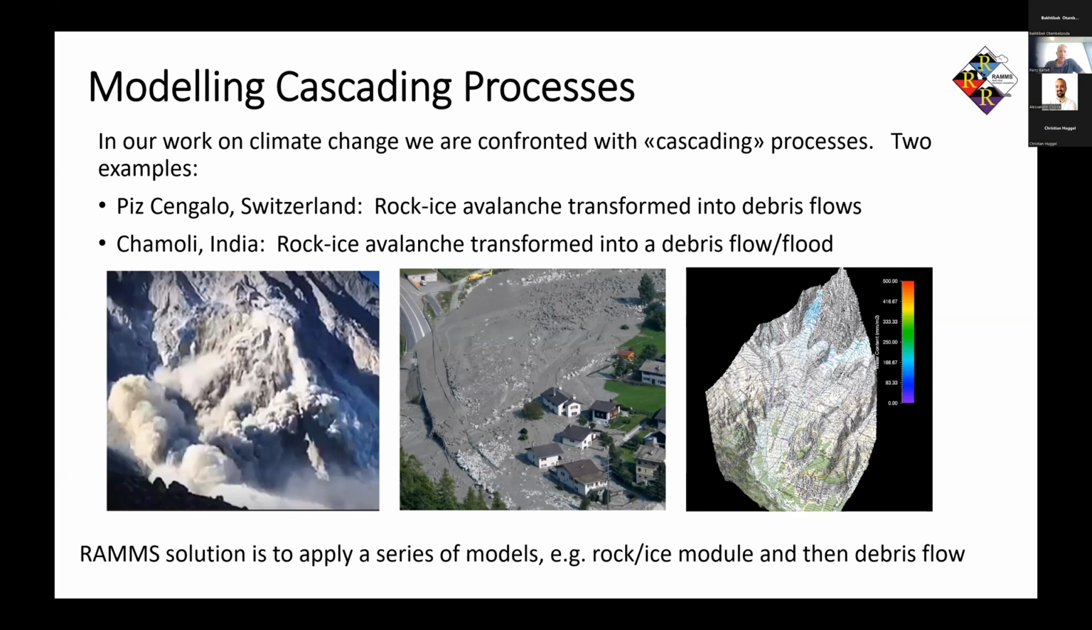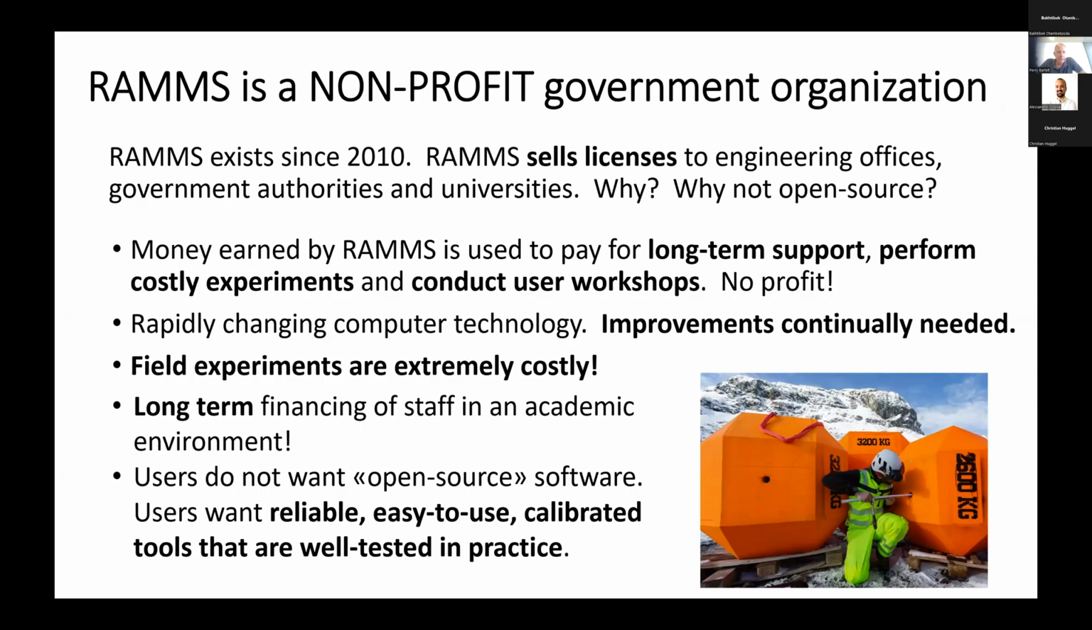Finally, I would like to say that RAMS is a non-profit government organization. We sell licenses to the engineering offices. We have a very large private engineering community that uses RAMS for their hazard analysis. So we sell them, but we are also used by government authorities and universities. We would very, very much like to give our software away. We would very much like to make it open source.